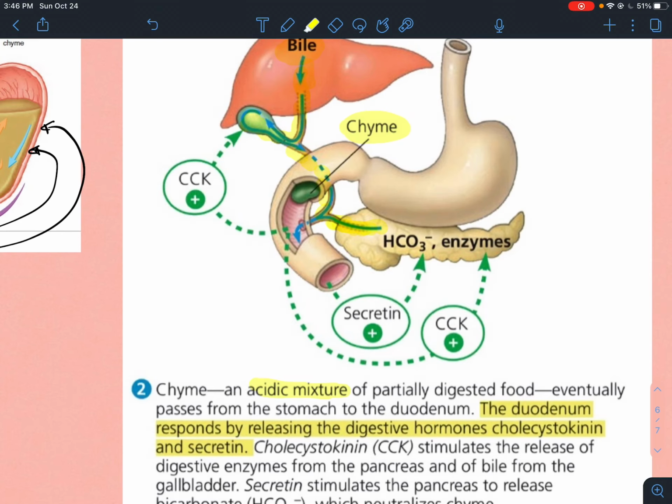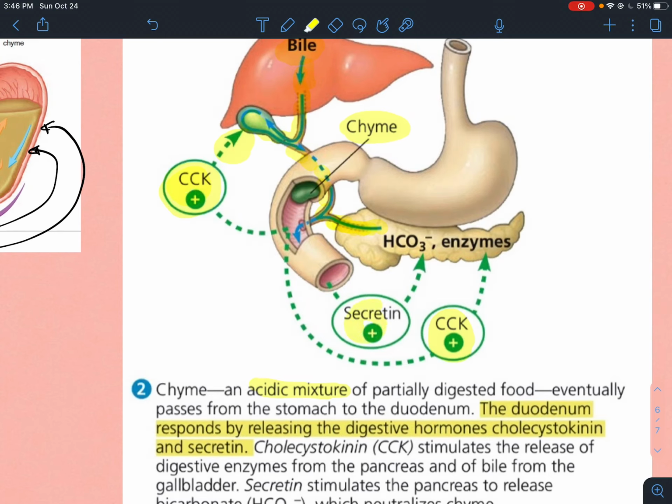shut down the gastric motility, but it also wants to increase, as you can see with this plus sign, CCK plus means cholecystokinin is going to stimulate the gallbladder to release that bile. It will also stimulate the pancreas to release that pancreatic juice full of enzymes.